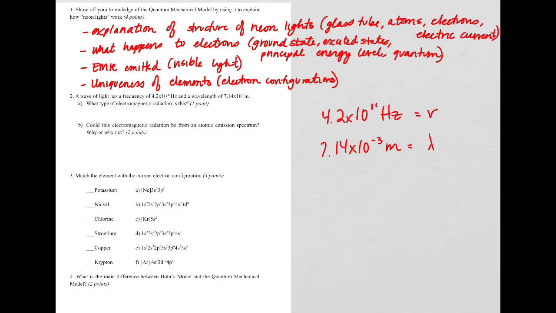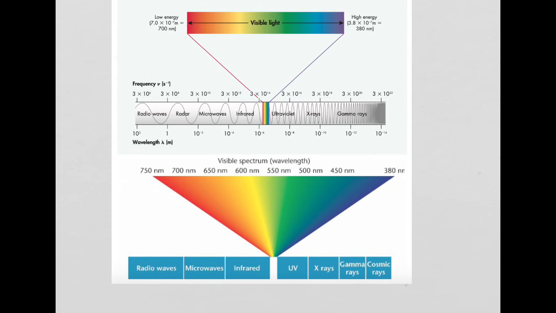I'm just writing this down because I have to scoot. Okay, so this is our information. We needed to use this supplemental material on the last page of your quiz in order to figure out what type of electromagnetic radiation this is. So we need to use the electromagnetic spectrum in order to do that.